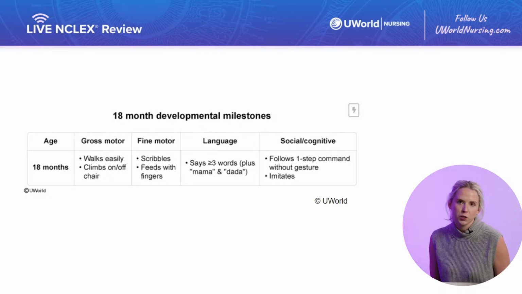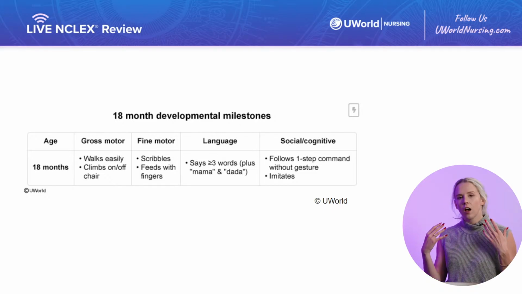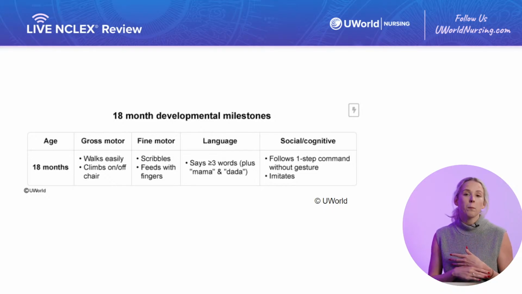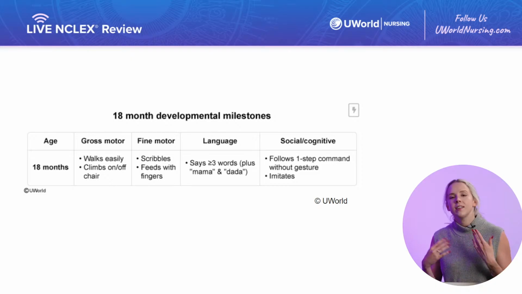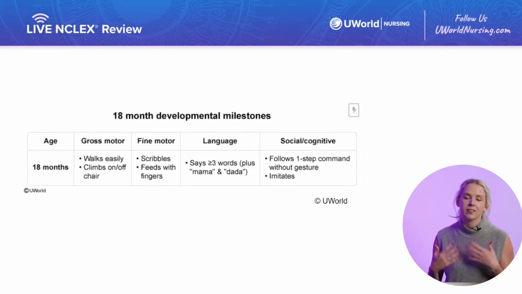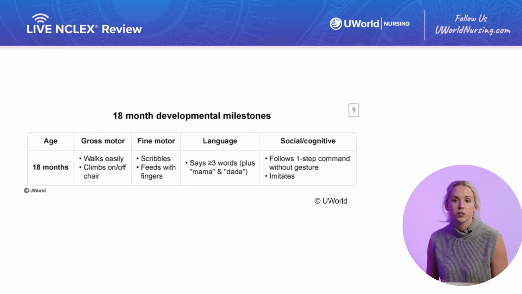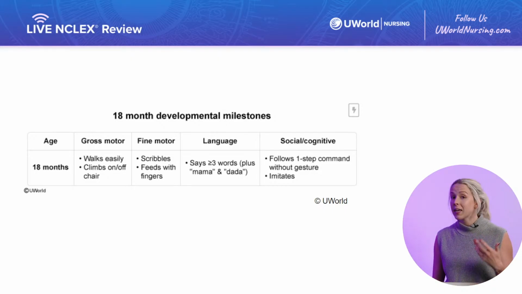Now, regarding social and cognitive skills, these 18 months old are able to follow one-step commands that we talked about earlier, but without that supplementary gesture. So in the past, we had to say, go get your socks and point to them, or say, go put on your shoes and point to them. Now these children are able to understand what you mean simply by stating the command, and you don't need to add that supplemental gesture. They also start to imitate here around 18 months, something that we really see.